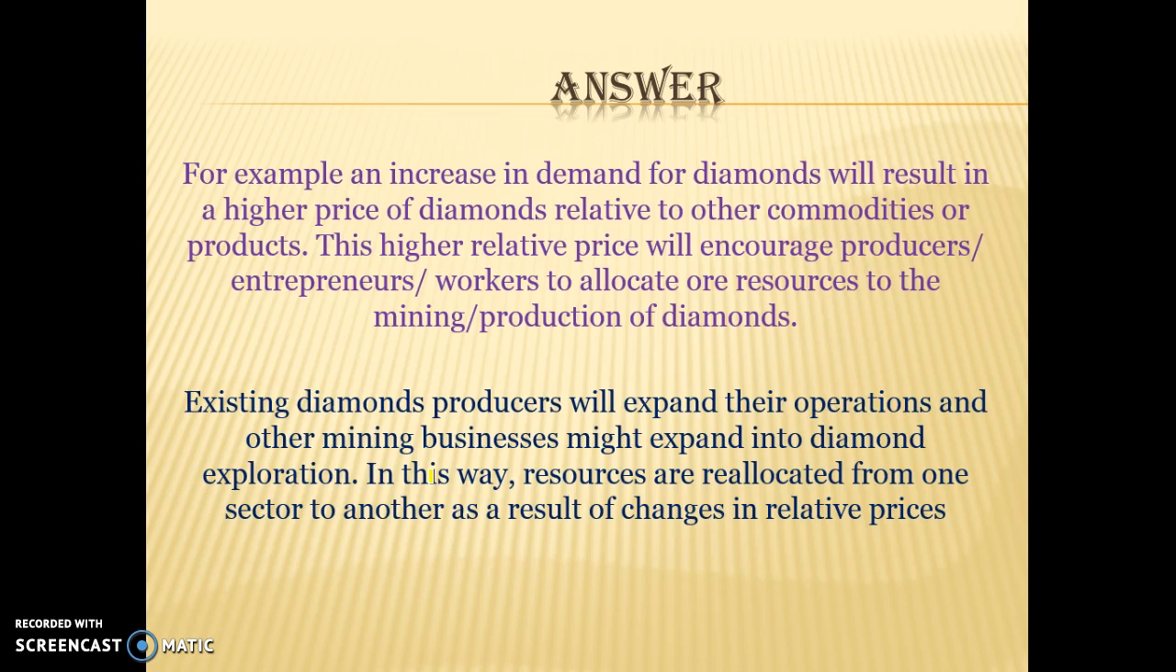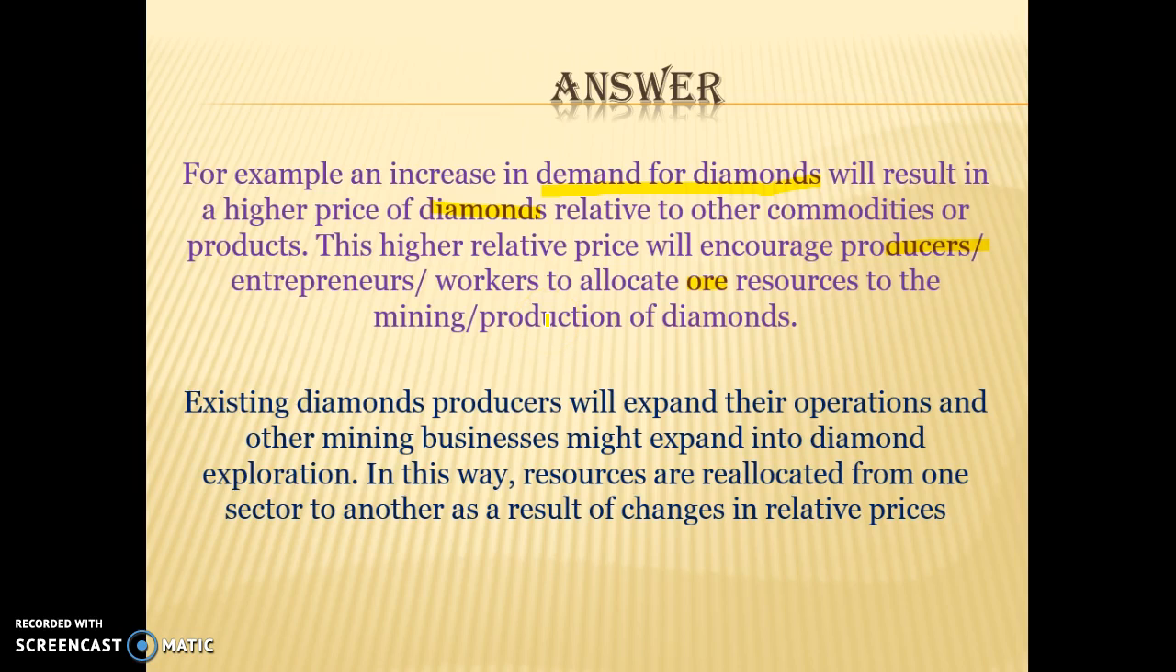So for an example, and this is just using a random example, in my next video I'll show you some current examples you can use, but these are just some random ones that you can use that are very generic. For example, an increase in the demand for diamonds will result in a higher price of diamonds relative to other commodities or products. The higher relative price will encourage producers or entrepreneurs or workers to allocate more resources to the production of diamonds.